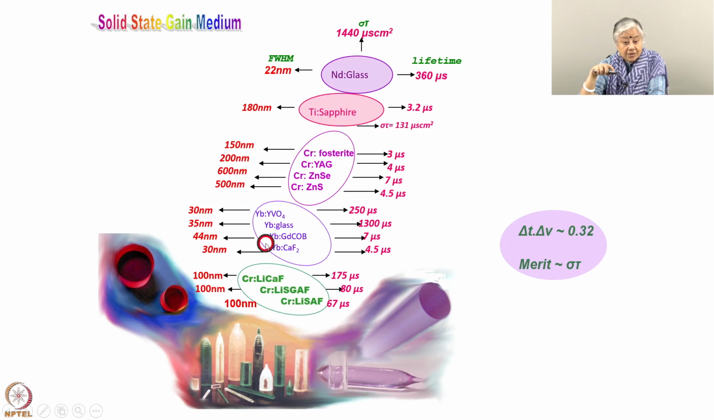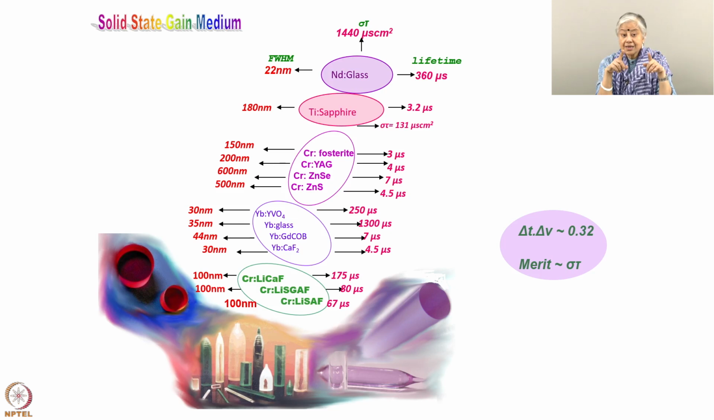Then you have 600 nanometer for chromium ZnSe, which is better than titanium sapphire. But then why has titanium sapphire become popular? Why not any of these? Okay. So there has to be some way of choosing the kind of glass that you require. Glass or crystal, whatever, you have to choose that for your amplifiers and for your oscillators.